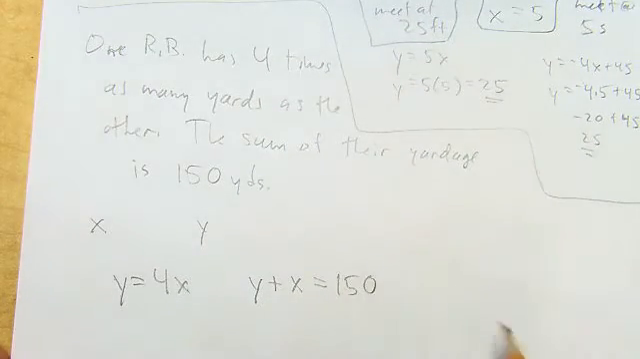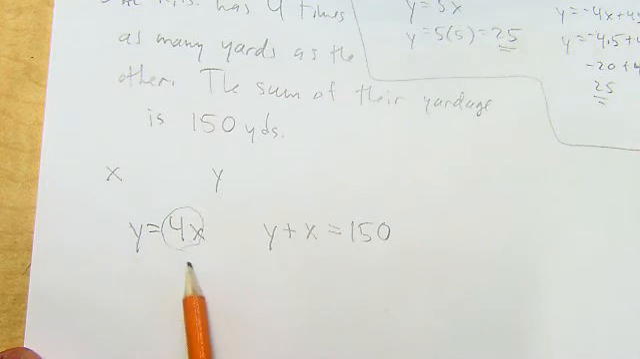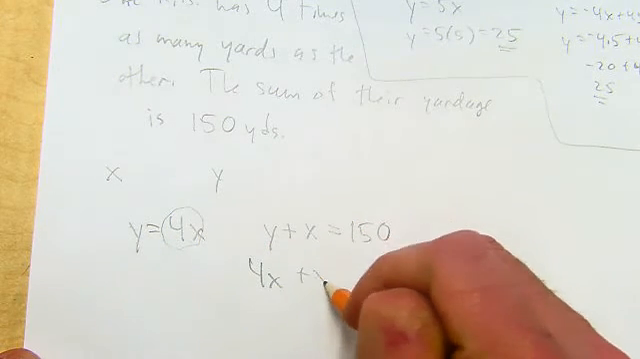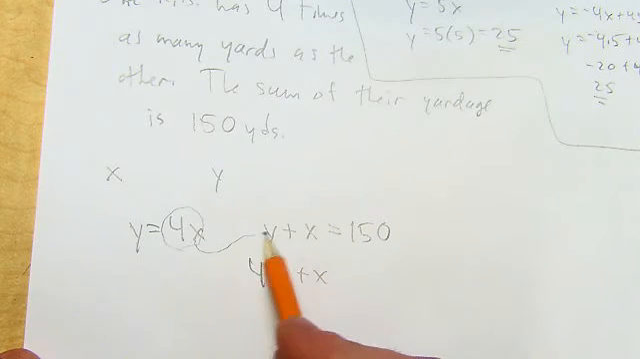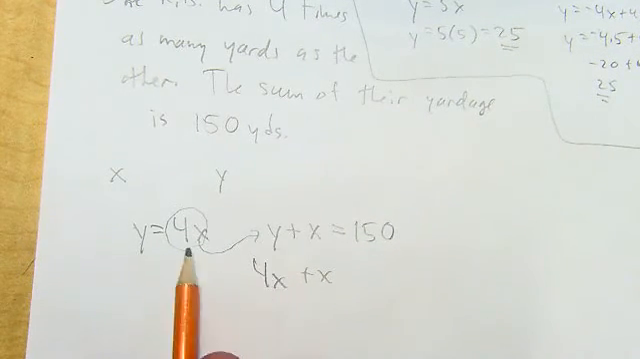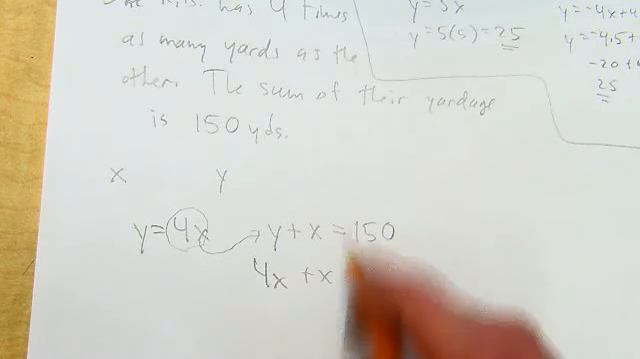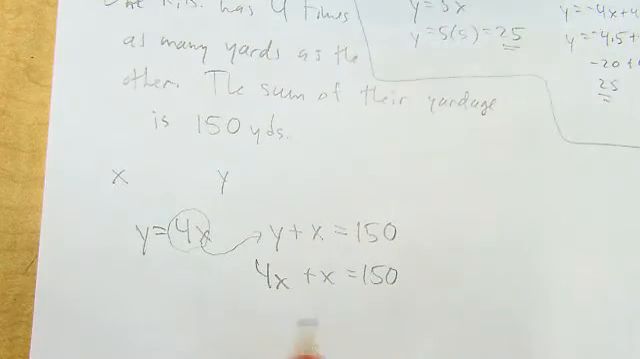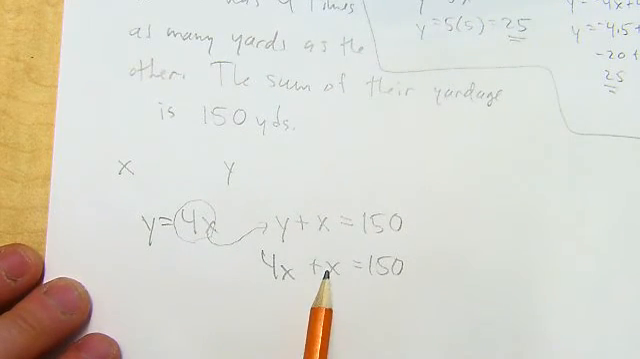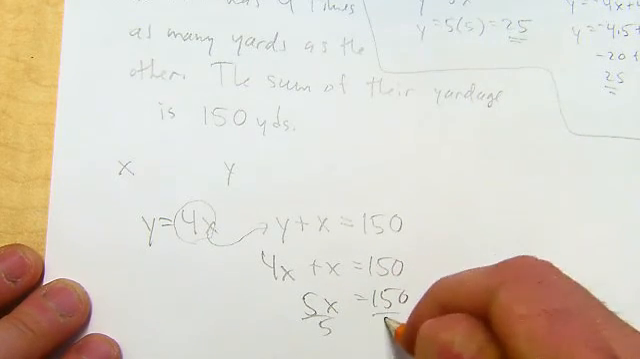Now to do substitution here, think about it. We're going to put 4x right there. Notice what I did there. I put 4x because y equals 4x. I was able to replace that y with a 4x. I kept this. Now I've got an equation I can solve. So 4x plus x is 150. Looking like we're going to get, what, x is 30?